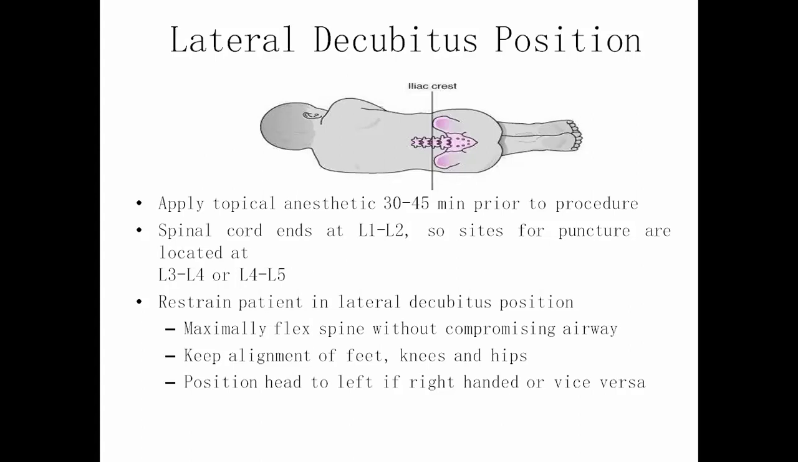So restrain the patient in the lateral decubitus position. You have to flex maximally without compromising the airway. While putting the patient in lateral decubitus, you should not compromise the airway. The knees should be flexed, the hips should be flexed, and keep the alignment of the feet, knees, and hips all together.